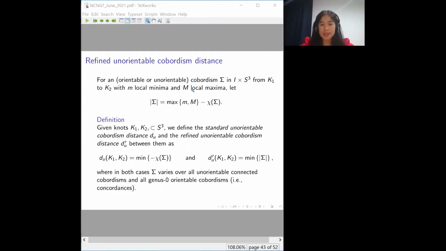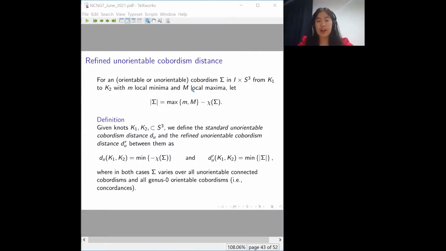Juhasz, Miller, and Zemke defined a cobordism distance on the set of knots, which they call the refined cobordism distance, and gave lower bounds for it in terms of the torsion order in knot Floer homology. So we're going to do a non-orientable version of that.